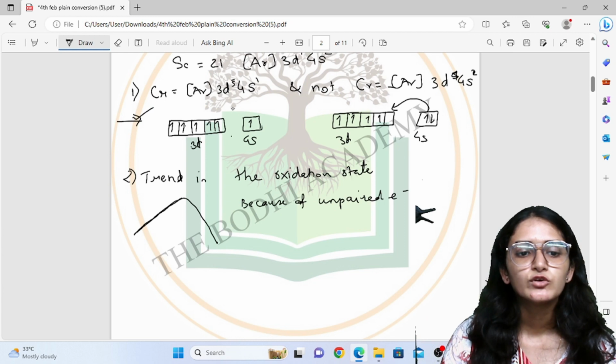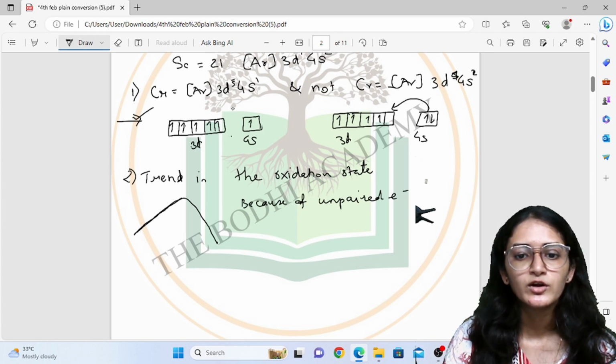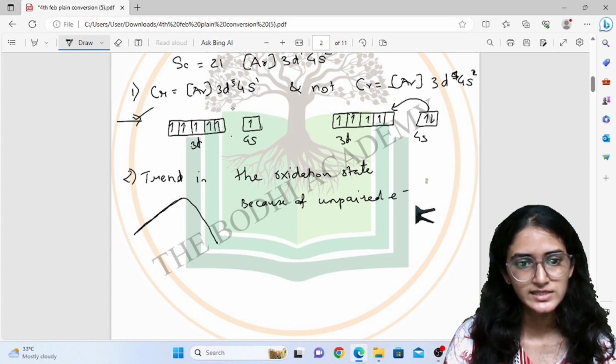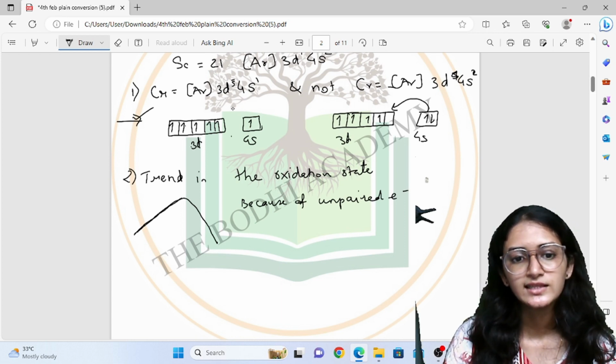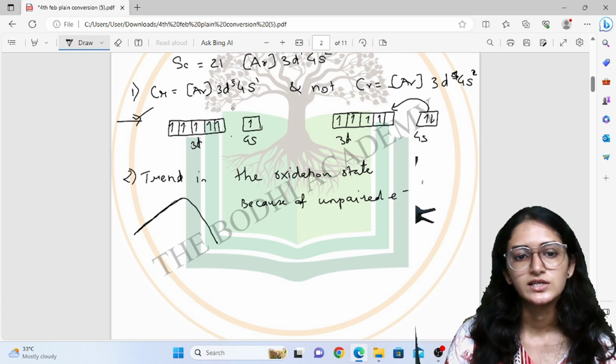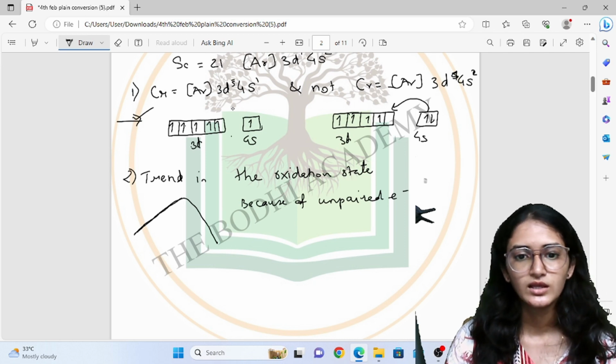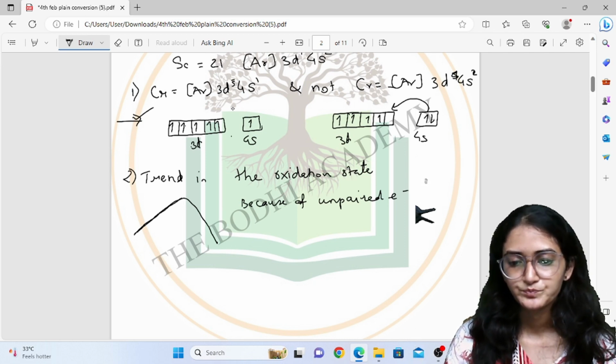Because if you see, from scandium there is one unpaired electron, titanium there are two. So if you see the number of unpaired electrons, they go on increasing first, and when they reach manganese, then again they start decreasing. So this is the reason we have this trend in oxidation state. First it increases, then it decreases. Okay, so this is about the trend in oxidation state.